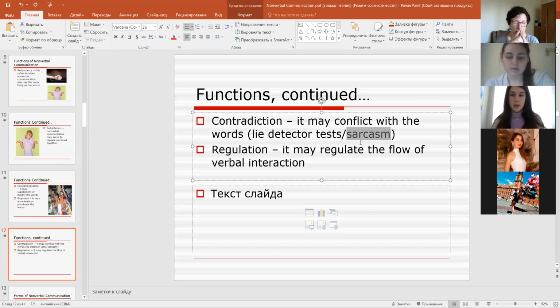Okay, and finally, regulation. It may regulate the flow of verbal interaction. It's clear. Regulation means that you stop, you say, you please. If we were in a class, I would regulate our communication with my gestures without saying your names. And it helps a lot.